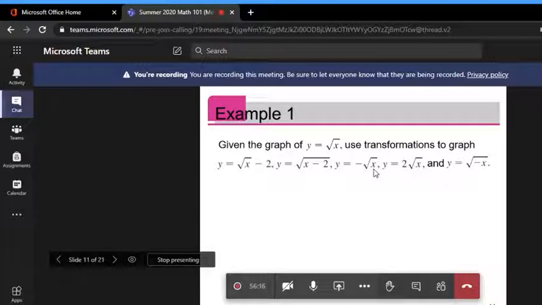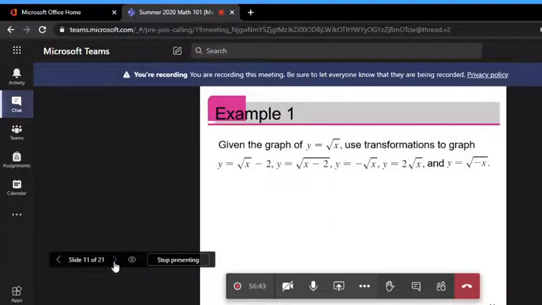Translating it, shifting, okay? The negative square root of x is you are reflecting along the x-axis, because you put a negative in front of f. And then you are multiplying f by 2. That means you're stretching vertically. You're making it larger, bigger. And this is a reflection along the x-axis, okay?